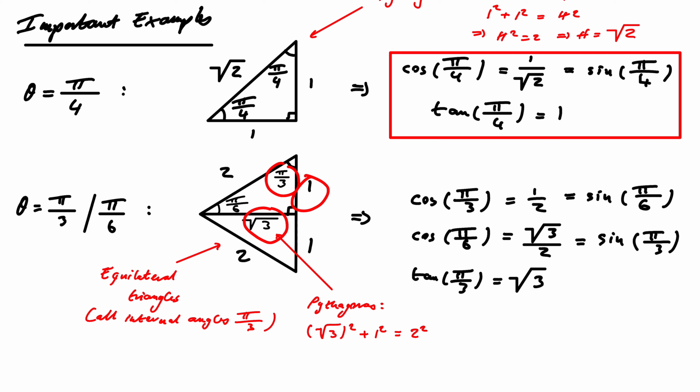Root 3 divided by 1. And then I suppose finally tangent of pi over 6. Well, that would be what? That would be pi over 6 here. Opposite divided by adjacent, 1 over root 3. And no problems with having a 1 or a radical in the denominator. Why would there be?